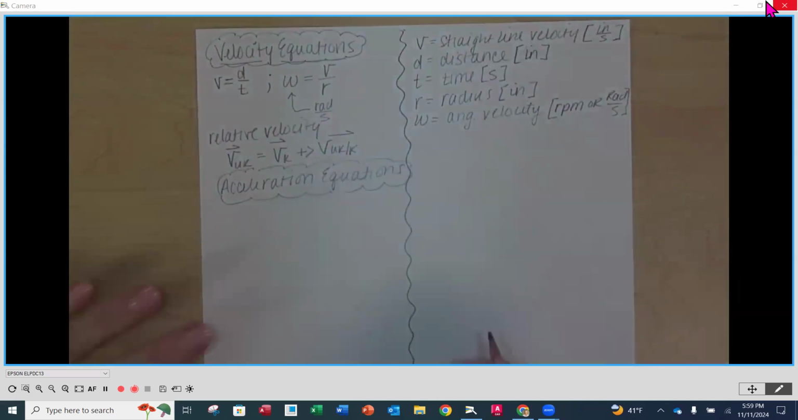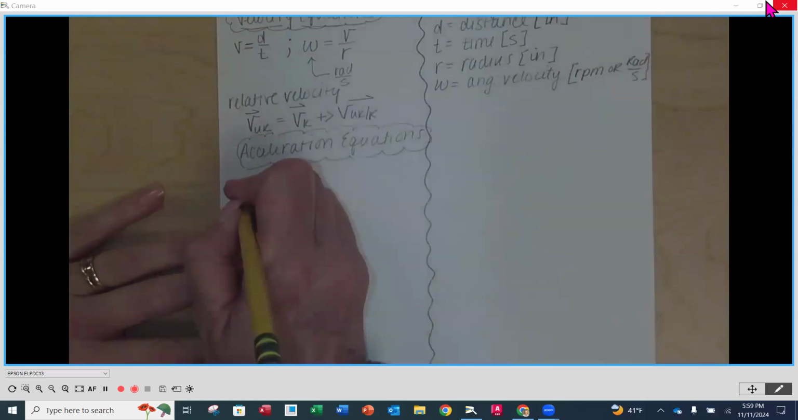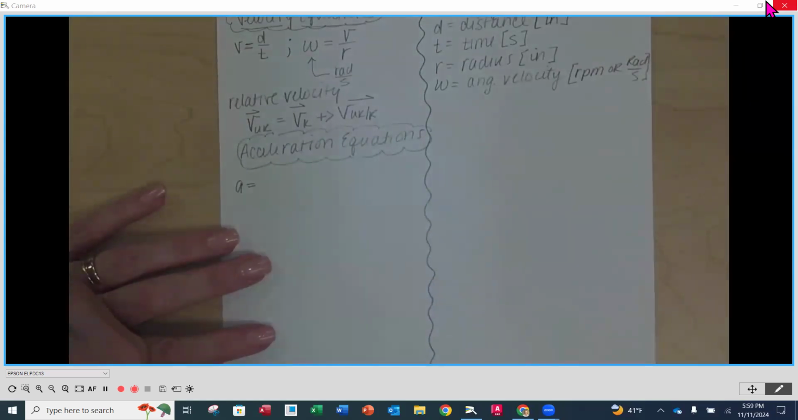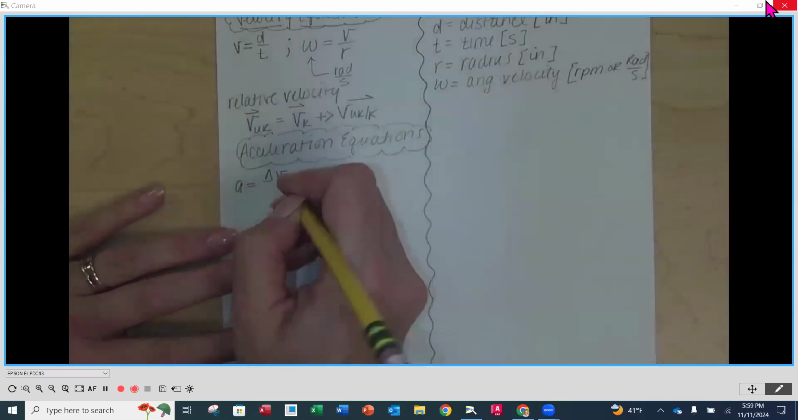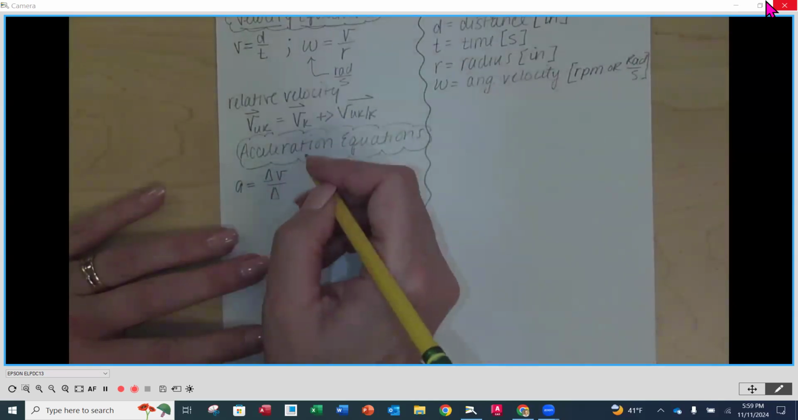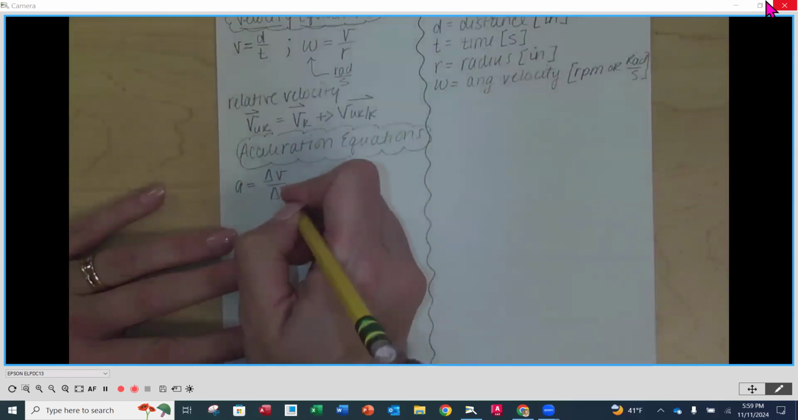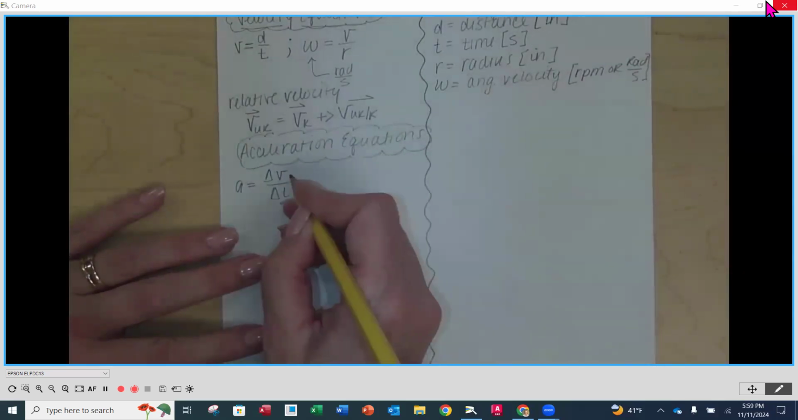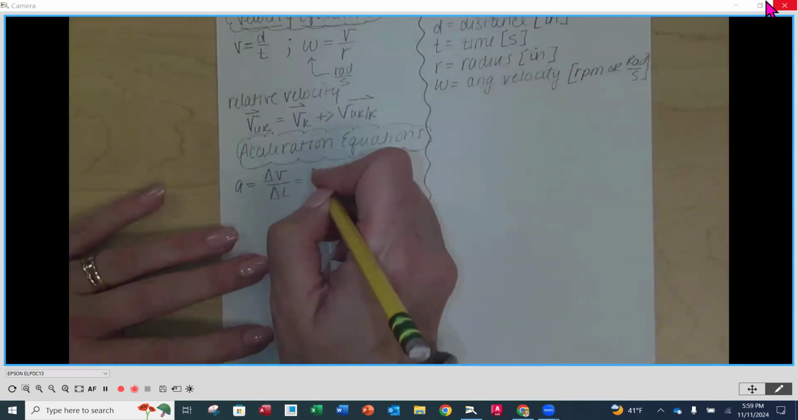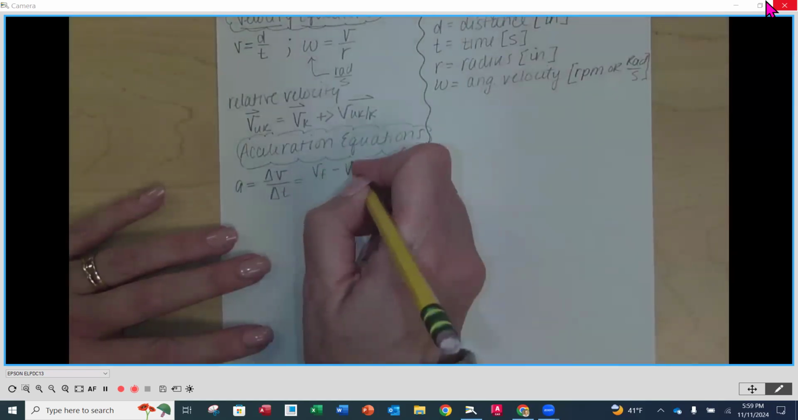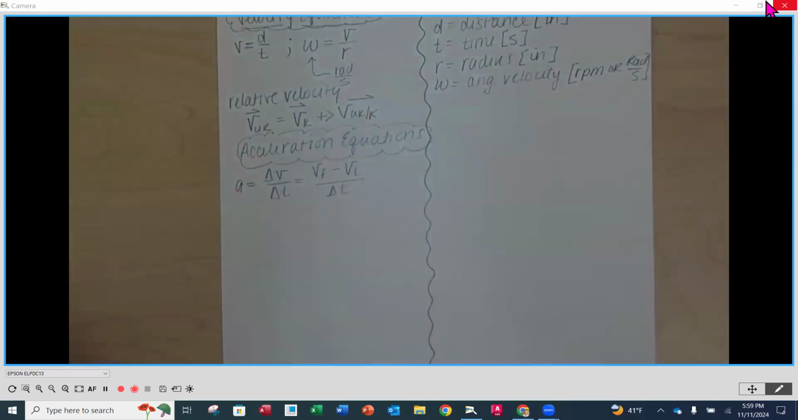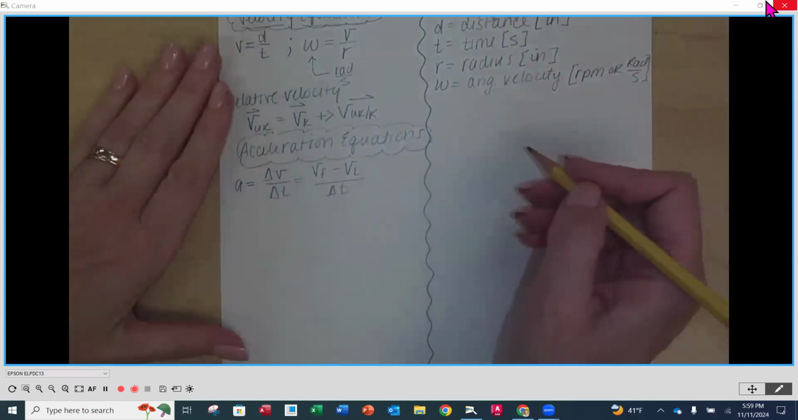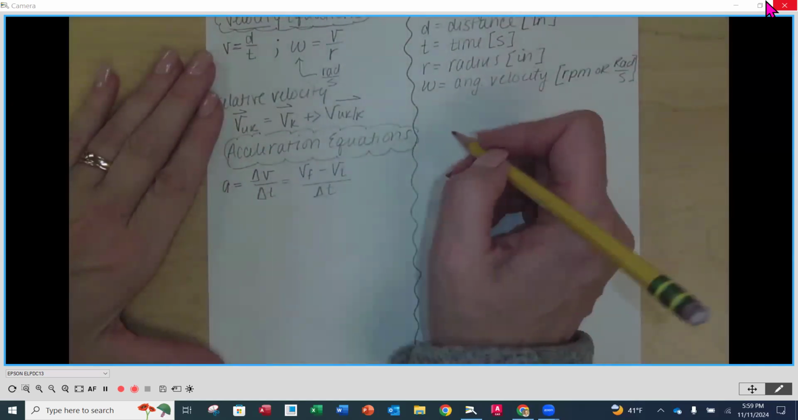Okay. We know straight line acceleration, lowercase a, not alpha, is equal to the change in straight line velocity divided by the change in time. If we expand out our delta V, it's going to be V final minus V initial, divided by that change in time, or the time that it takes us to do that.